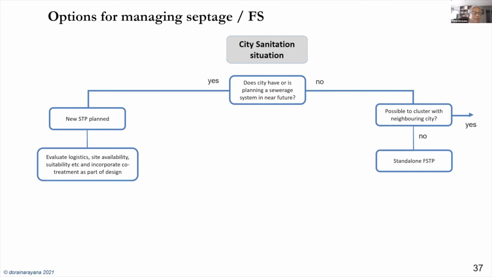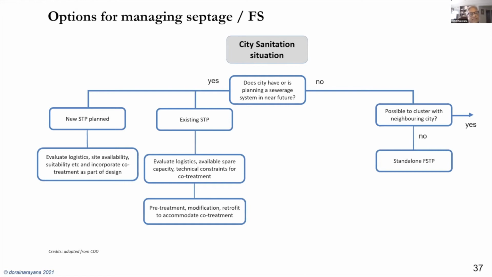Suitability of the site, maybe whether there is any residential or sensitive areas nearby which may have a problem when your tankers start moving in and out and so on. And then we can incorporate co-treatment as part of the design. So this is very easy because you have not built anything, and you could just say, okay, this is what we are expecting over that planning period, and this is my STP, and we can plan it and design the STP to co-treat, right? Quite fairly straightforward.